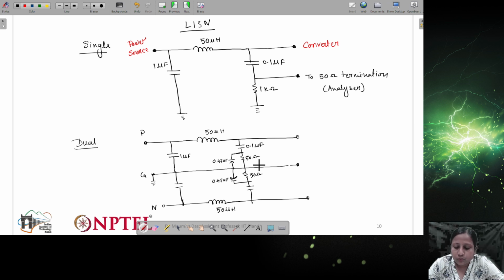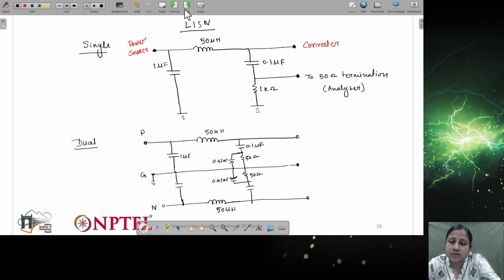More about this I'll be discussing in the next class: the different other noises, how they look, what the level of attenuation is, or what limit is provided for EMI noise, and how to design the filter. That I'll be discussing in the next class.